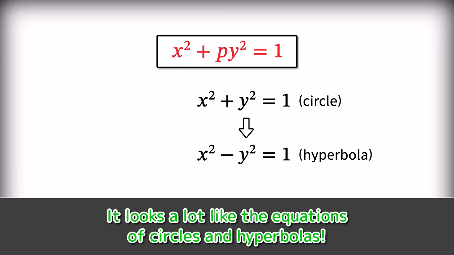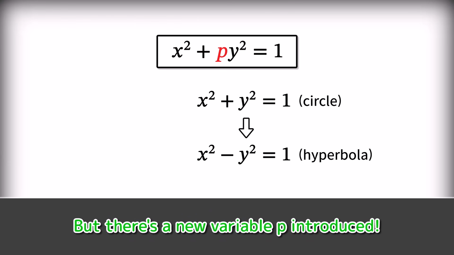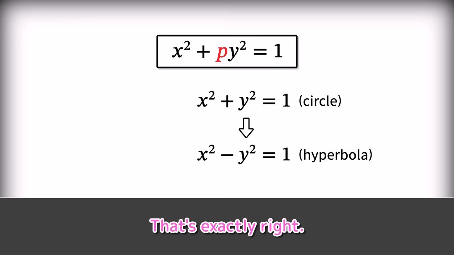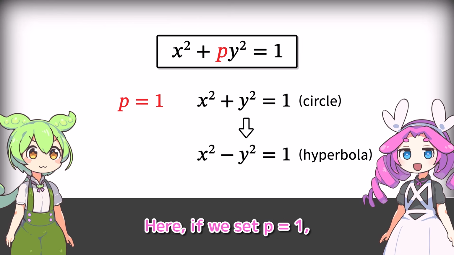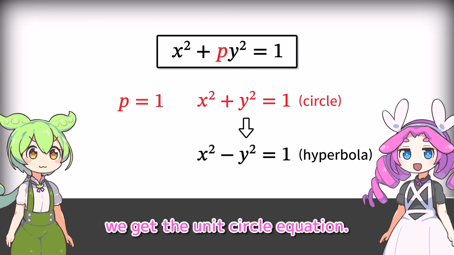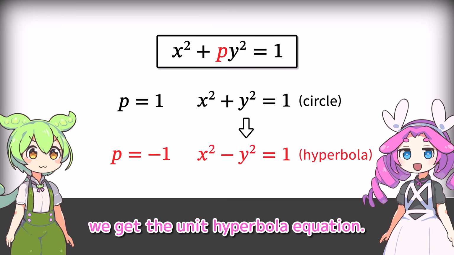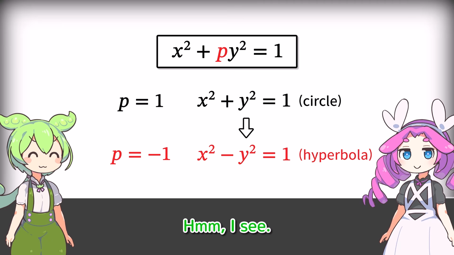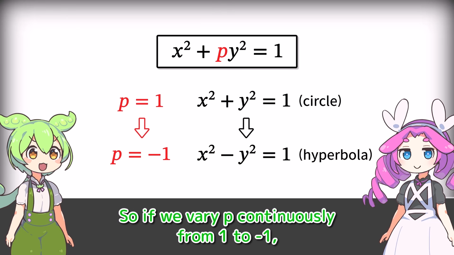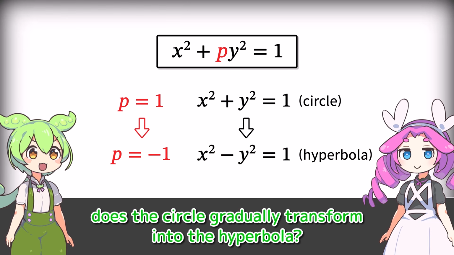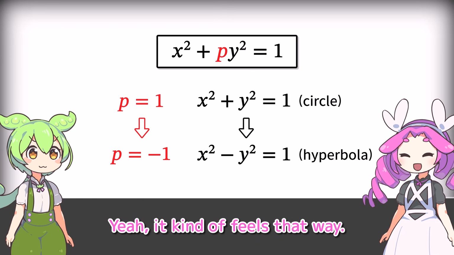It looks a lot like the equations of circles and hyperbolas. But there's a new variable p introduced. That's exactly right. Here, if we set p equals 1, we get the unit circle equation. On the other hand, if we set p equals -1, we get the unit hyperbola equation. I see. So if we vary p continuously from 1 to -1, does the circle gradually transform into the hyperbola? Yeah, it kind of feels that way.